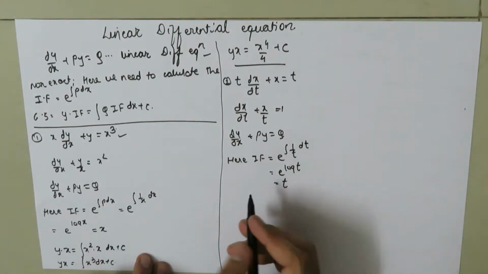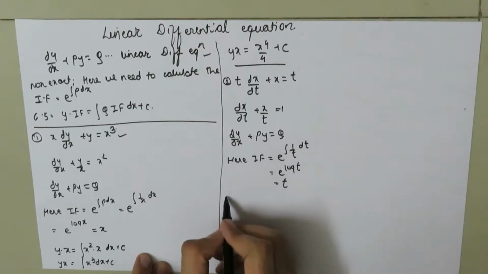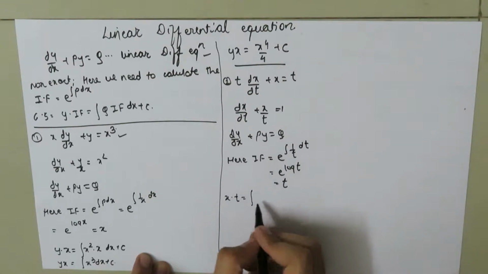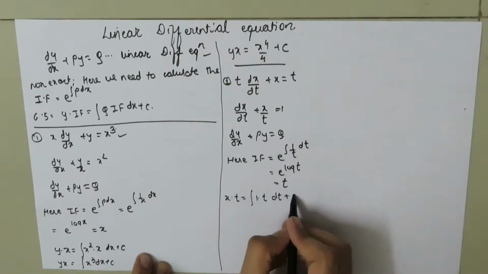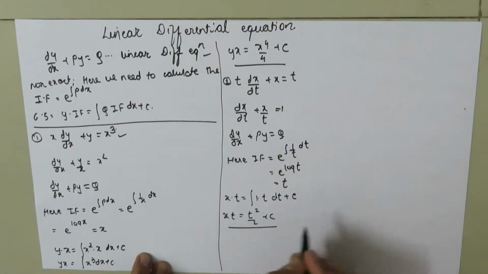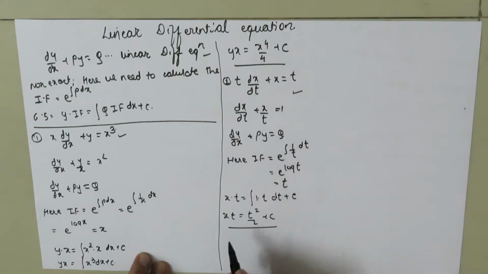So our general solution will be y into integrating factor. So here we have x into integrating factor, which is equal to indefinite integral of 1 into integrating factor t dt plus c. So xt is equal to t to the power 2 by 2 plus c is the general solution for the given differential equation.